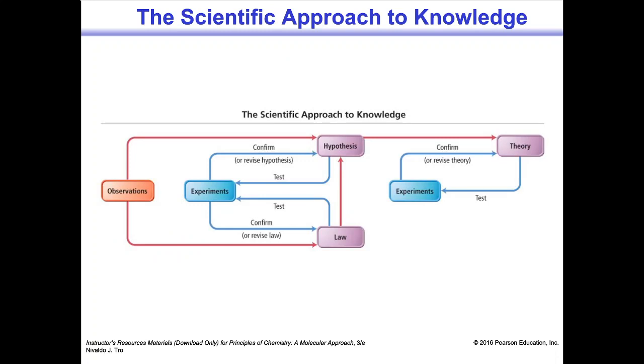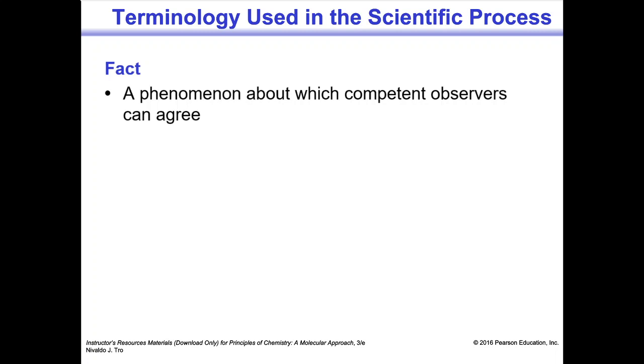This is a flowchart telling you about the scientific method. I think this is best for you to go over on your own if it helps you. I find this can be a little bit confusing for some students, so I usually just skip over it. Okay, so fact. A fact is a phenomenon on which competent observers can agree.